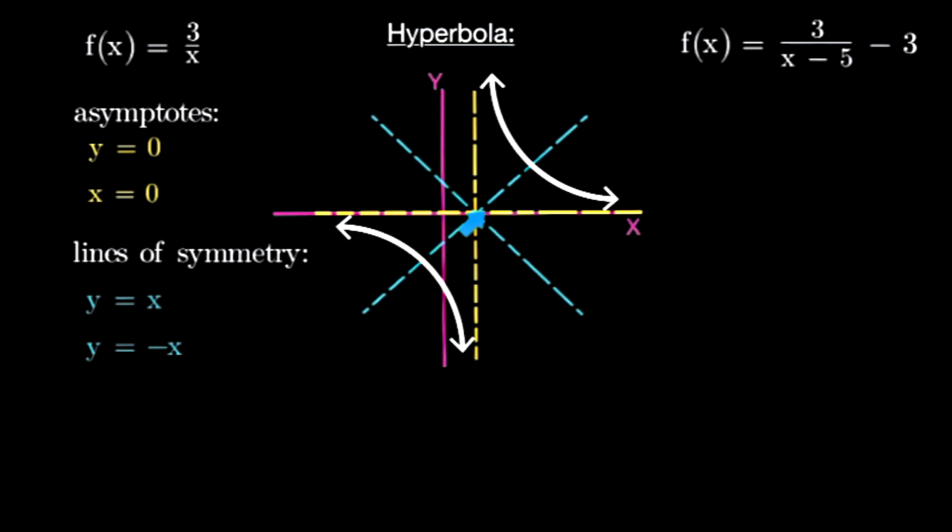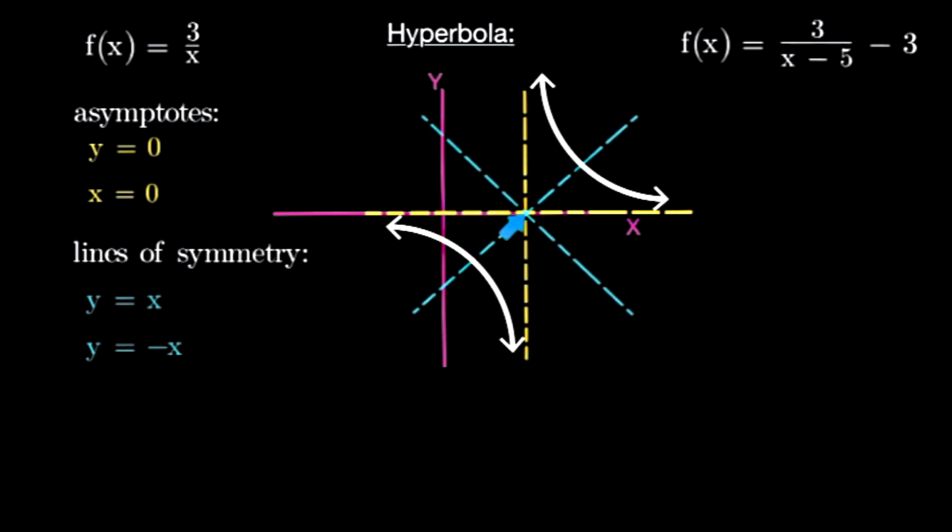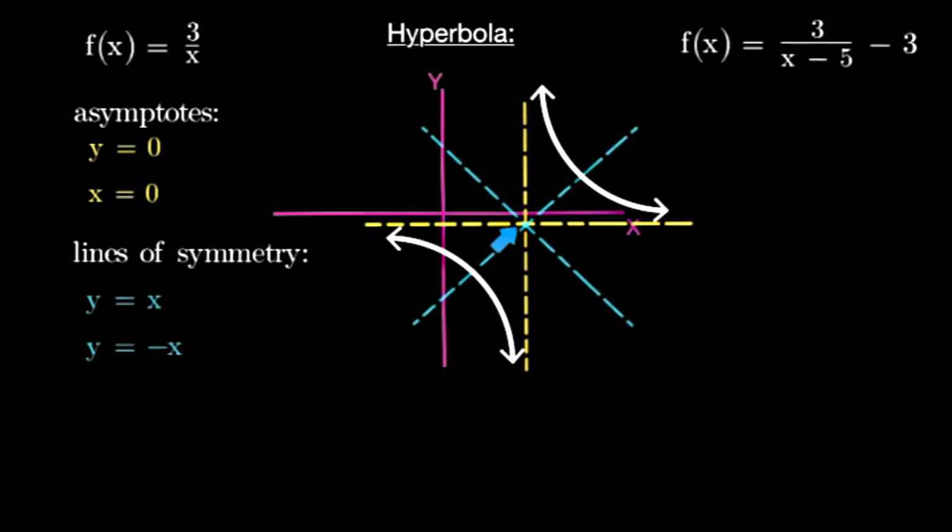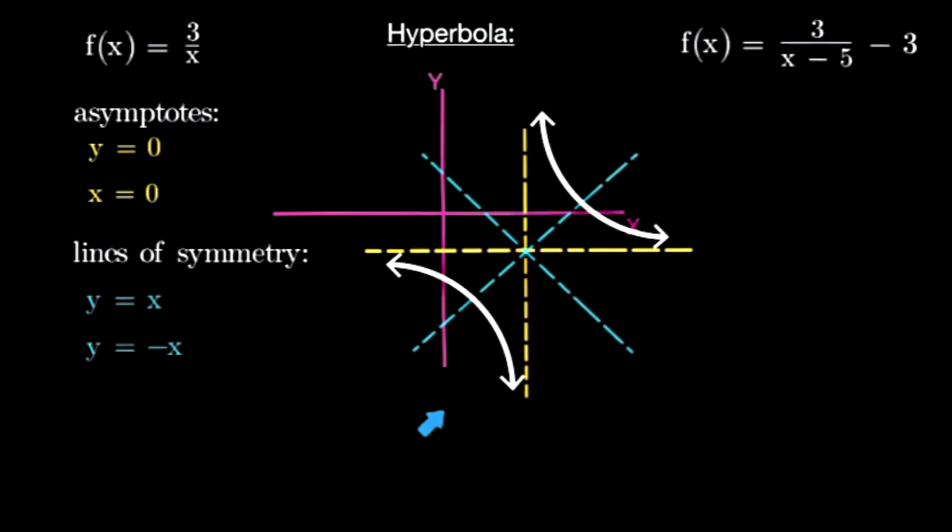So 1, 2, 3, 4, and 5. Okay, and then we're going to move it 3 units down. So 1, 2, 3. And there is our hyperbola, the same as the one that we drew in our previous lesson. Because now we easily know the equations of the asymptotes. Our vertical asymptote will be x is equal to 5, and our horizontal asymptote will be y is equal to minus 3. The same as here, and we calculated it in the previous lesson.